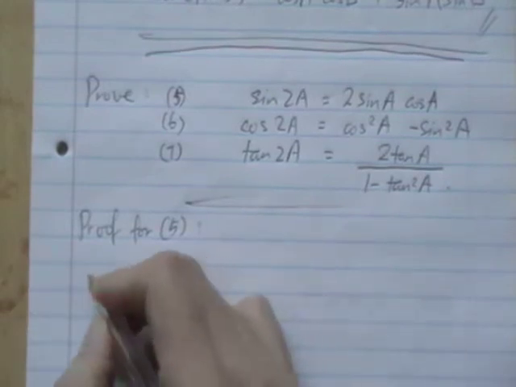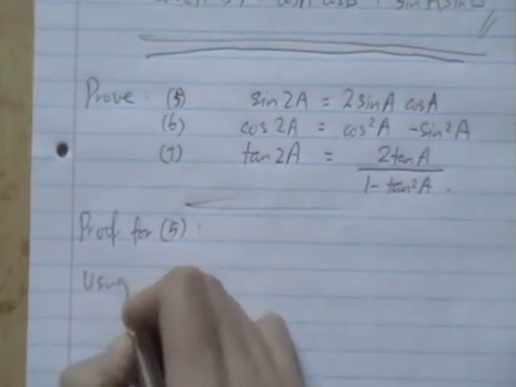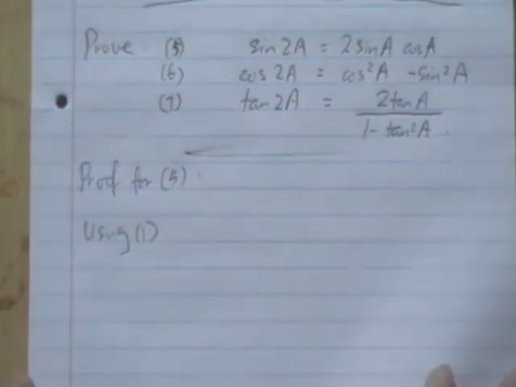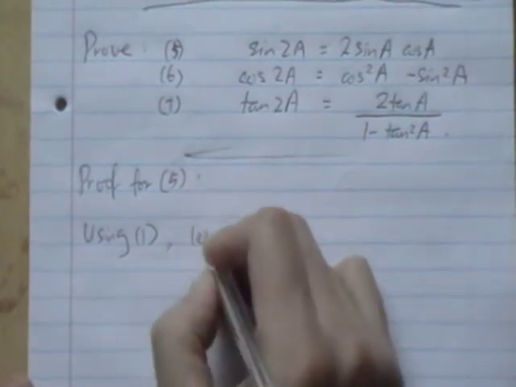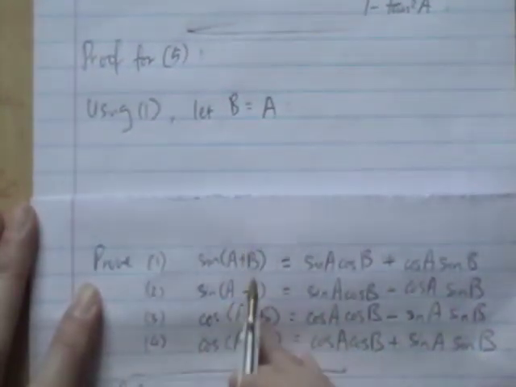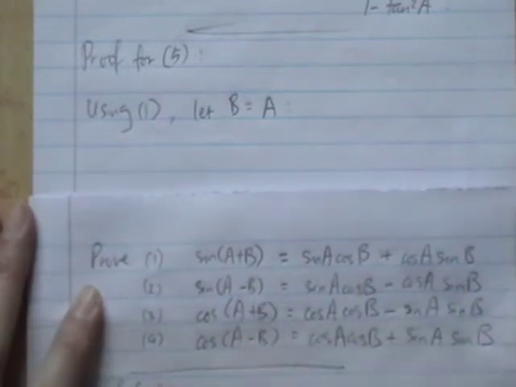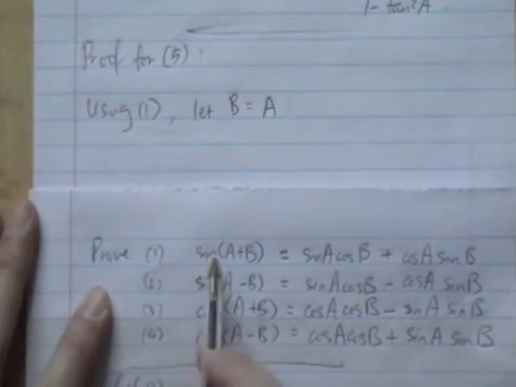So I'm going to write this out. I'm going to make use of identity 1. I'll let b be equal to a. Now if I just substitute a into all the b's, let's see what happens. We have, on the left side, sine a plus a.